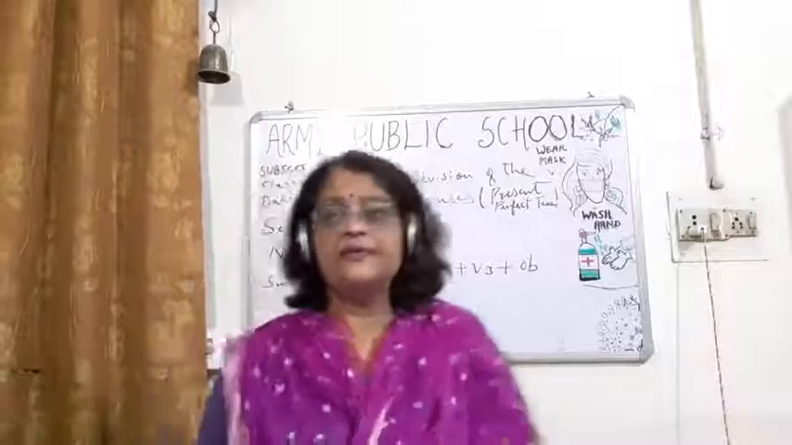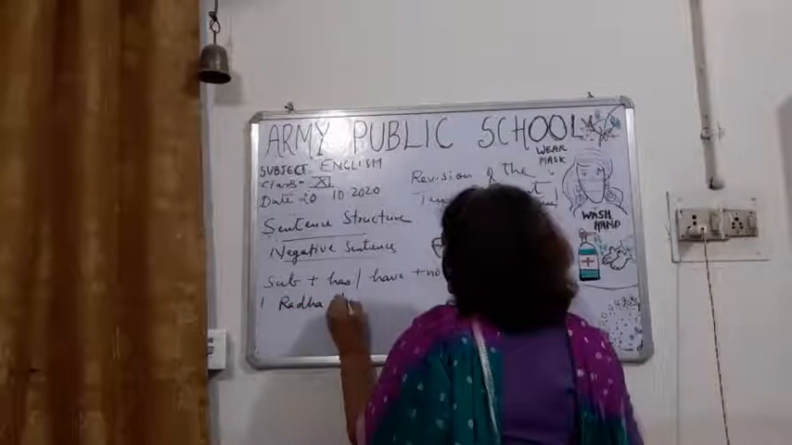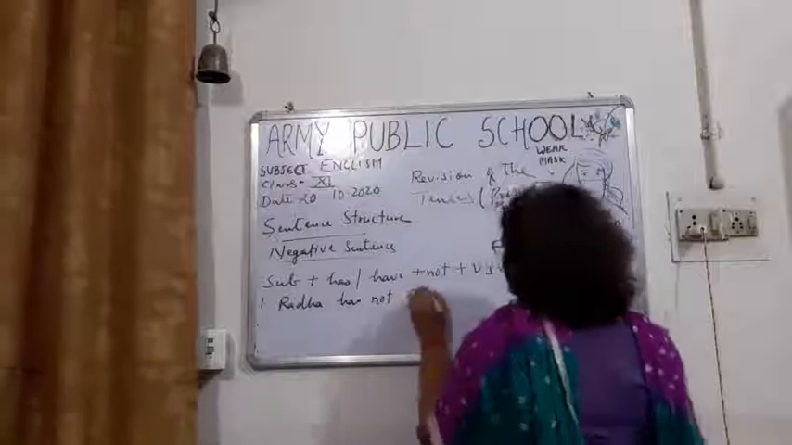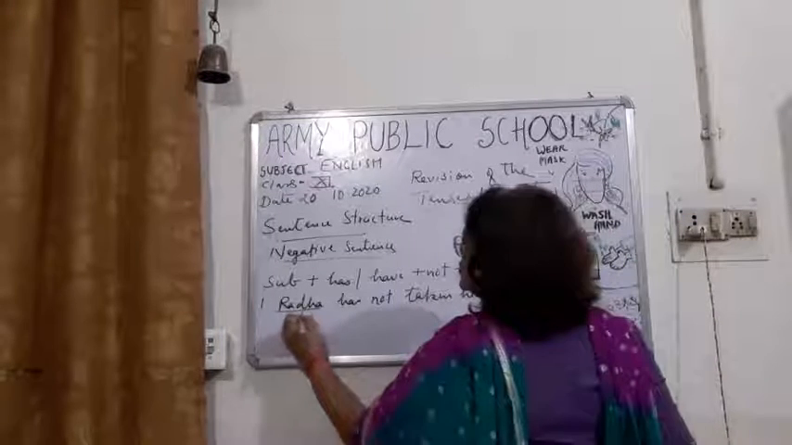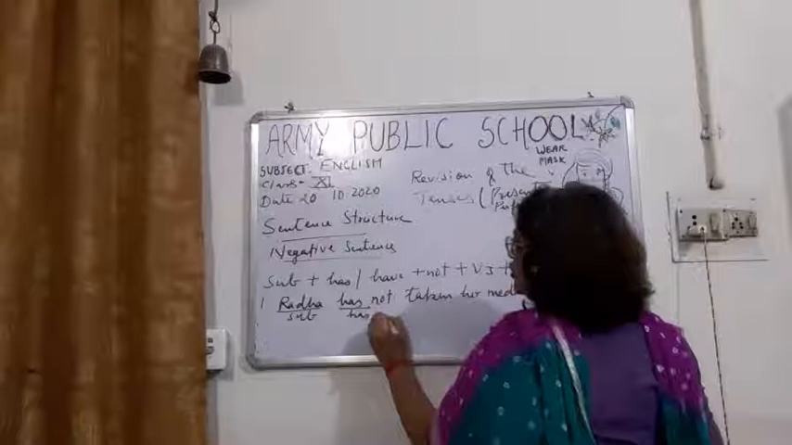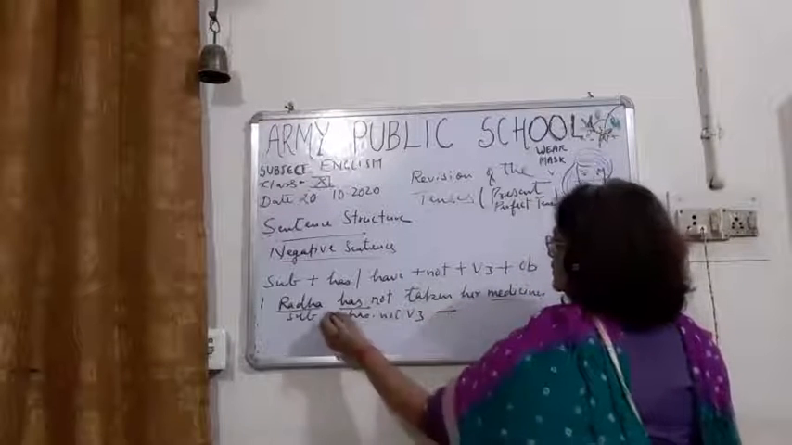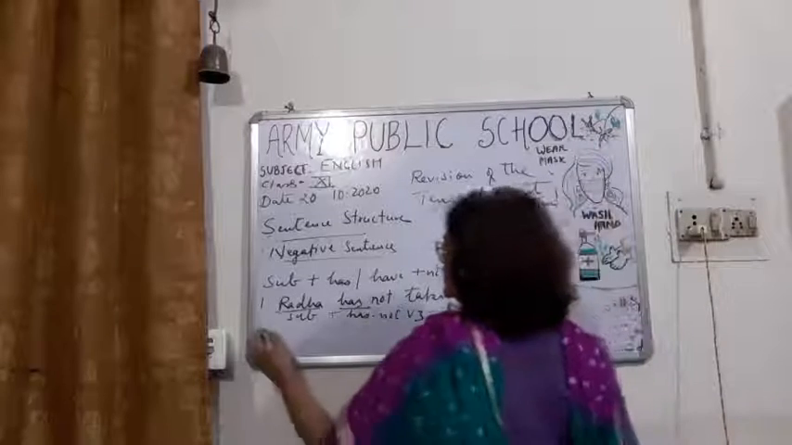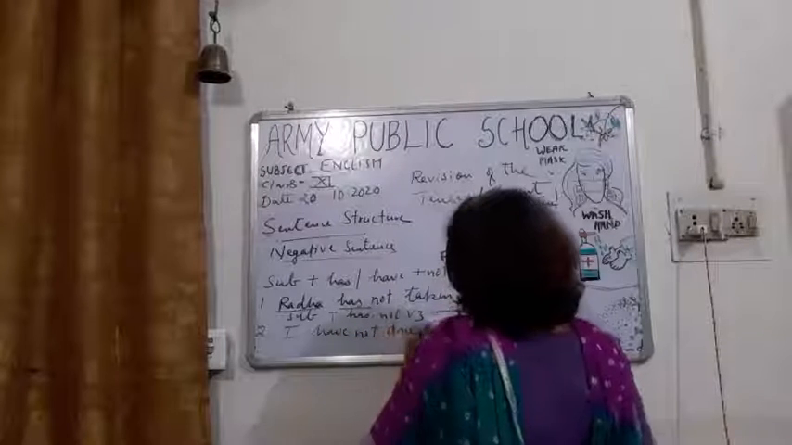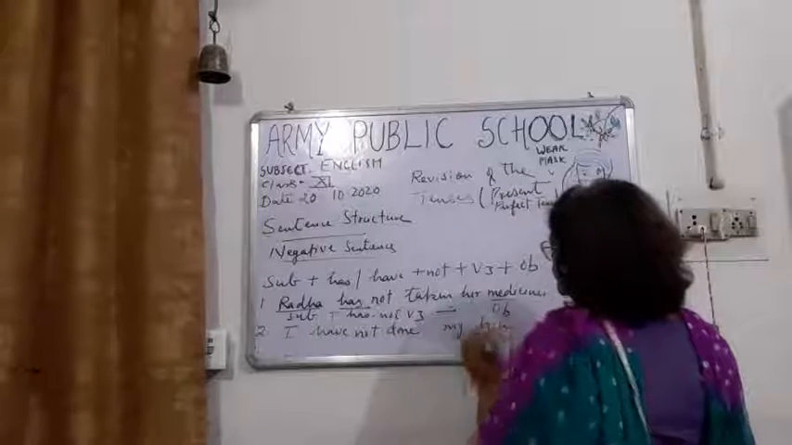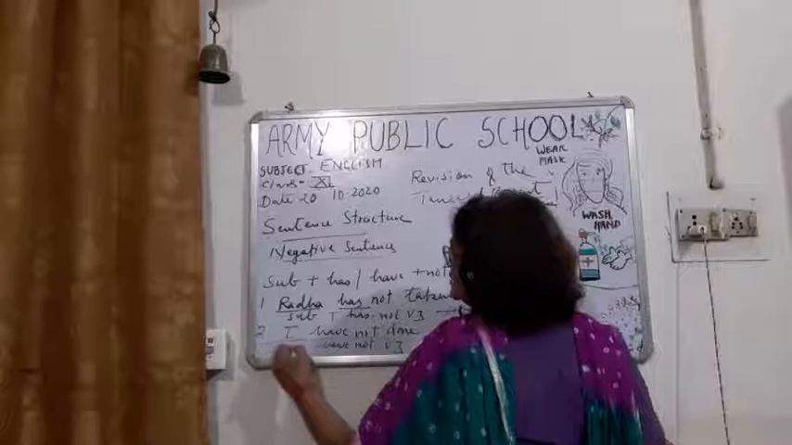Now we will take some examples. Radha has not taken her medicines. Radha is the subject, and you can see here has is there, plus not, plus V3, plus object. Second example: I have not done my homework. Homework is the object. This is have not plus V3, and I is the subject.